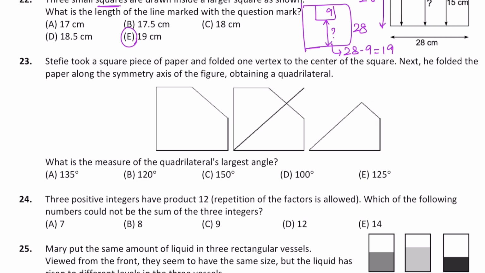Steffi took a square piece of paper and folded one vertex to the center of the square. Next, he folded the paper along the symmetry axis of the figure, obtaining a quadrilateral. What is the measure of the quadrilateral's largest angle? A few things you need to know is that a square has the angle of 90 degrees. And another thing you need to know is that the sum of the angles in a quadrilateral needs to be 360 degrees.